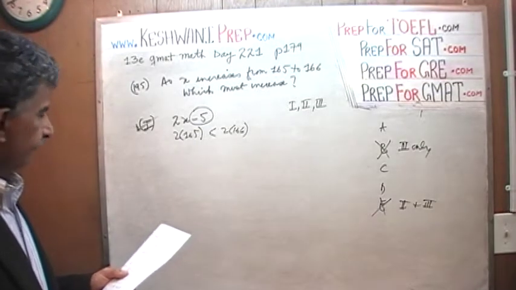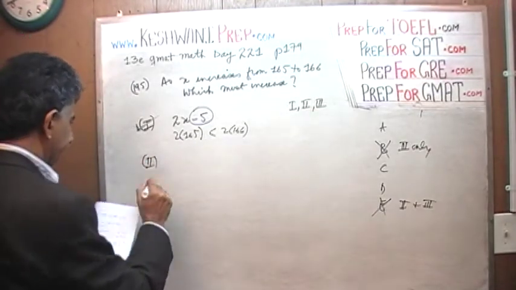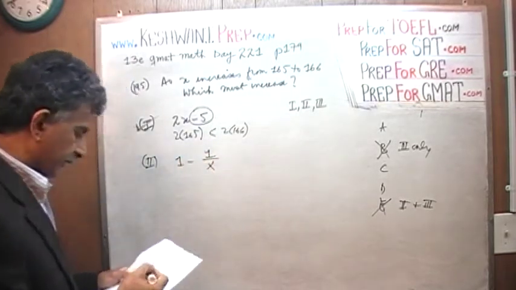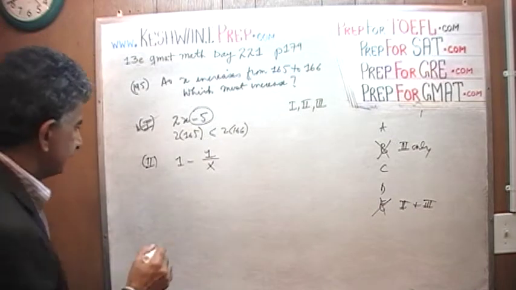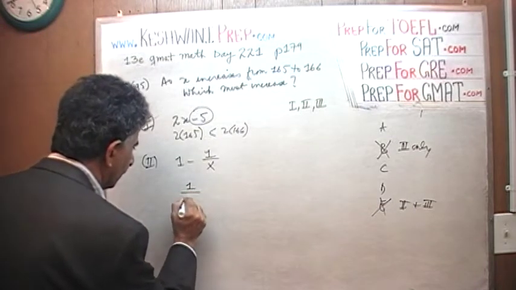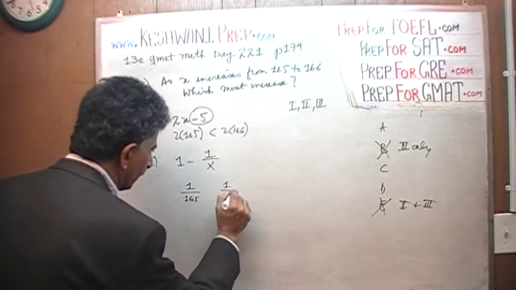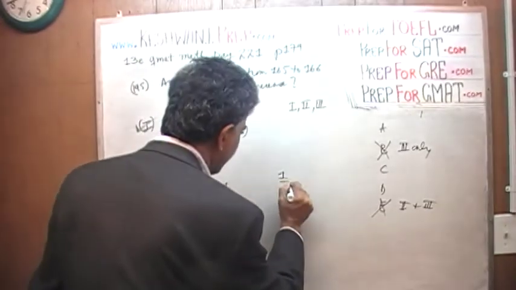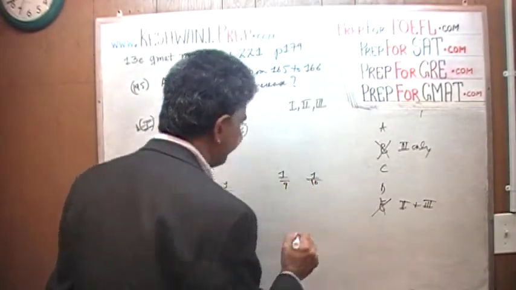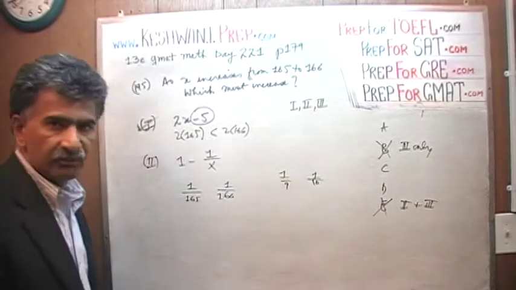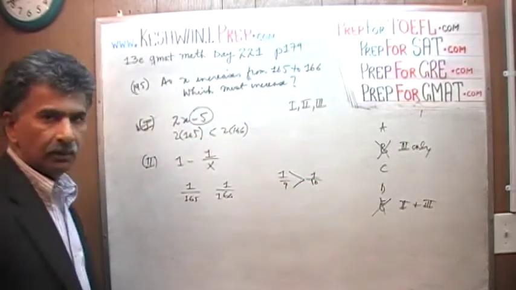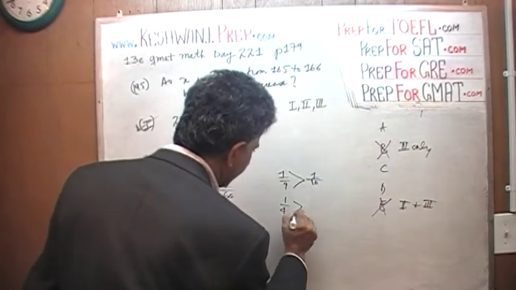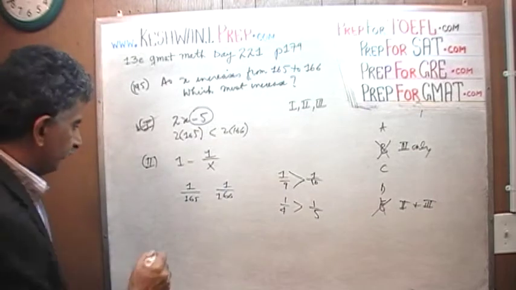Let's carry on then. The second statement says 1 minus 1 over x. What's going to happen here? We have to realize that 1 over 165 versus 1 over 166, which one is a bigger number? Take 1 over 9 or 1 over 10. As we go from 9 to 10, which one is bigger? Of course, 1 over 9 is bigger. 1/9 is a bigger number than 1/10. 1/4 is a bigger number than 1/5, obviously.